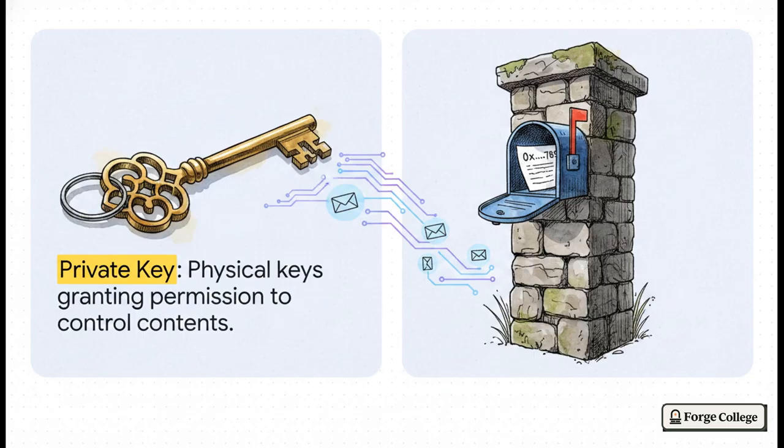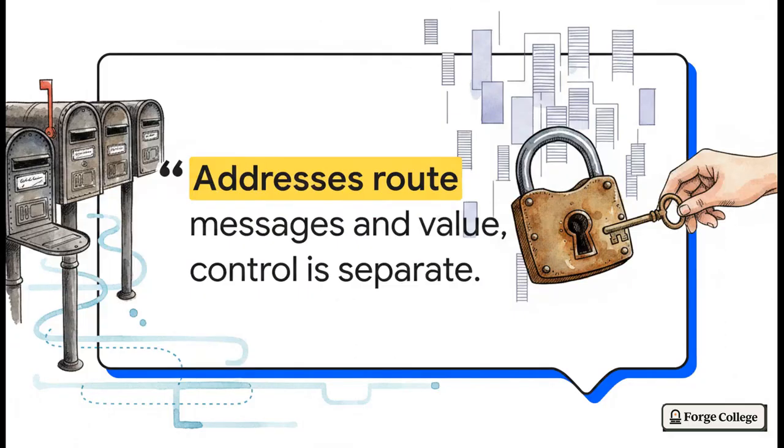The protocol, which acts as our digital mail carrier, routes those funds there without ever needing to know who actually holds the physical key. So, the golden rule of Web3 really boils down to this. Addresses route messages and value. Control is entirely separate. Just because you have a mailbox number doesn't mean you can open the mailbox. Once you keep this separation crystal clear in your head, your account security will suddenly make perfect sense.